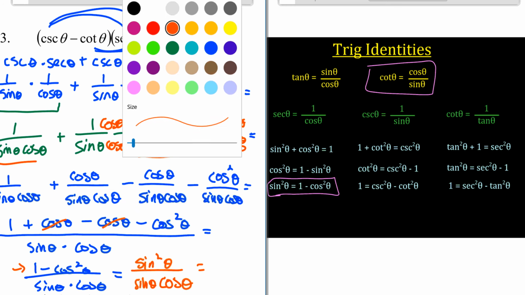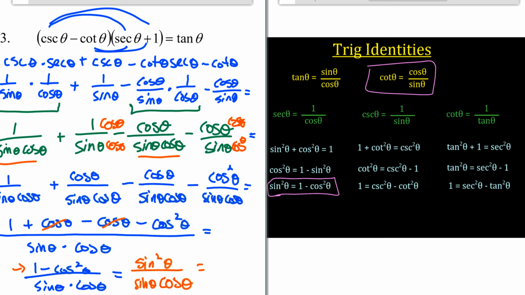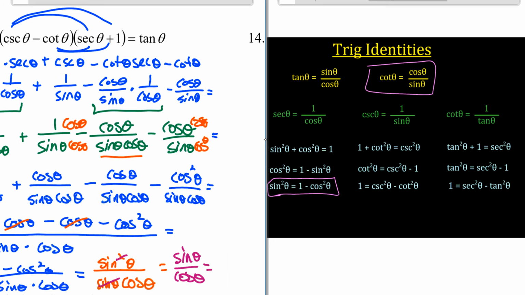Well, what we've talked about is that sine squared is sine times sine. So I can cancel out a sine on top and bottom. And look what I've got. I've got sine theta over cosine theta. And what does that equal? It equals tangent. So we got there. We wanted to show that it equals tangent, and it does.